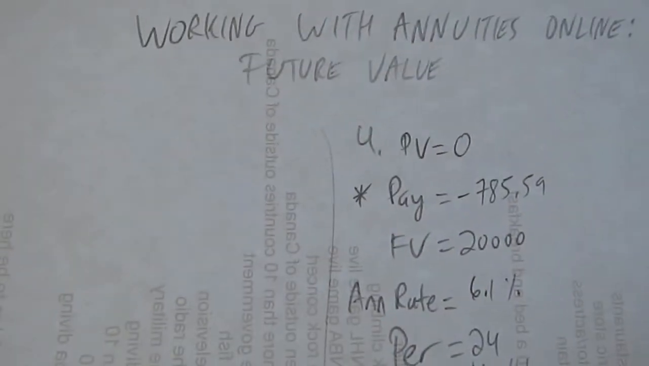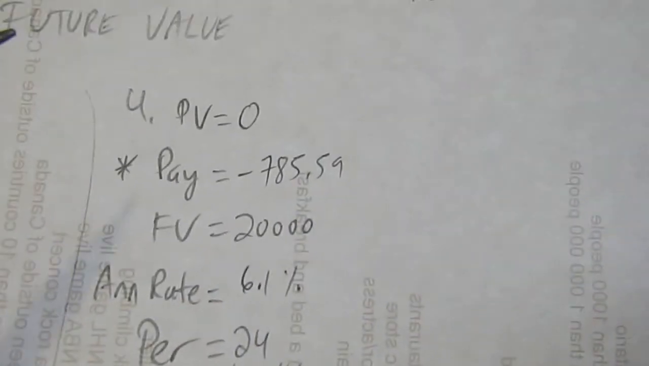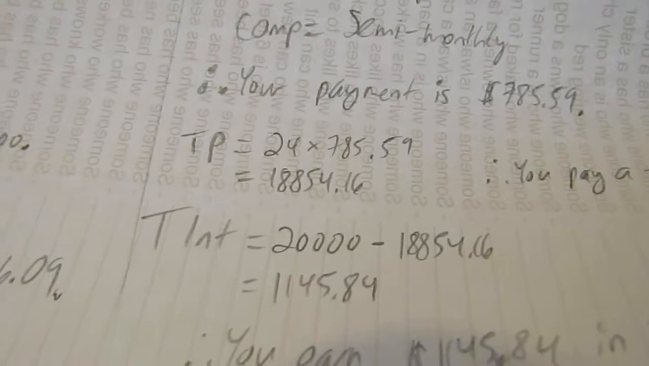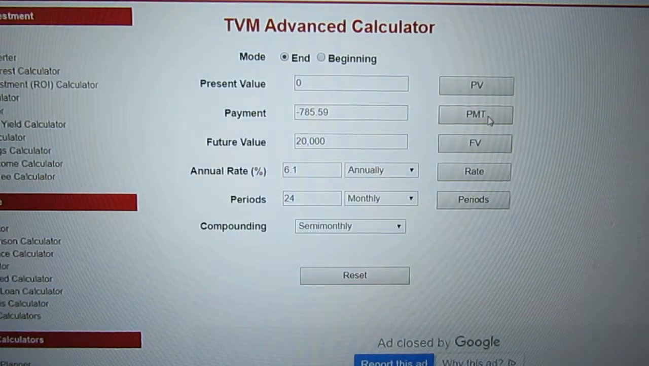We are working with annuities online, and we calculated future value. In the first question, we calculated the future value. In the second question, we were given the future value. We solved for the payments. In both questions, we calculated total paid and total interest. And that's it. You can work with annuities online when it's future value.